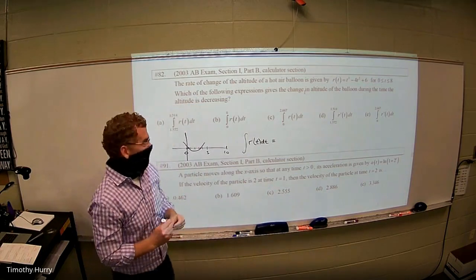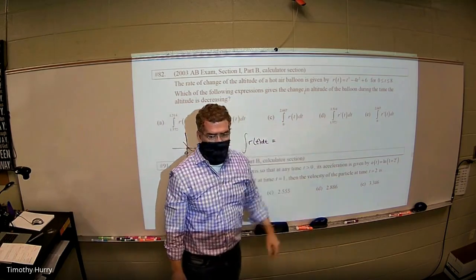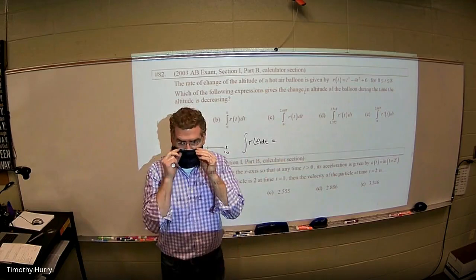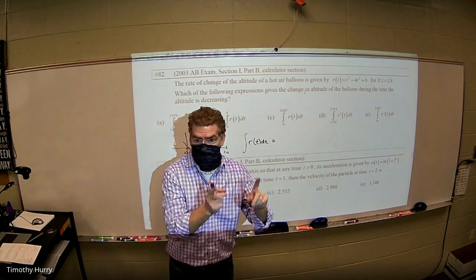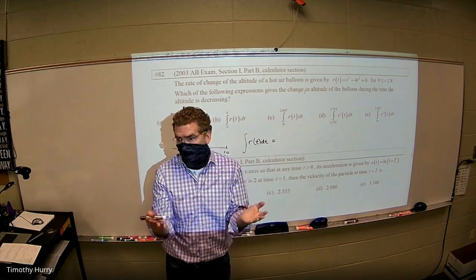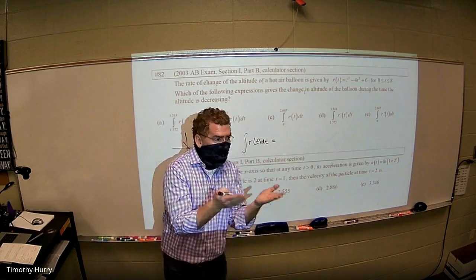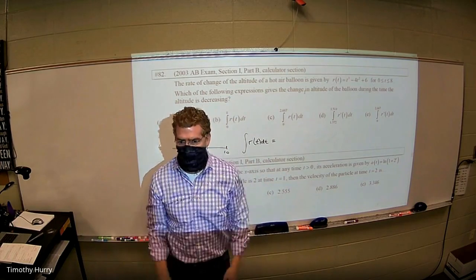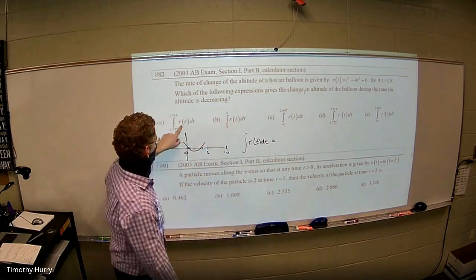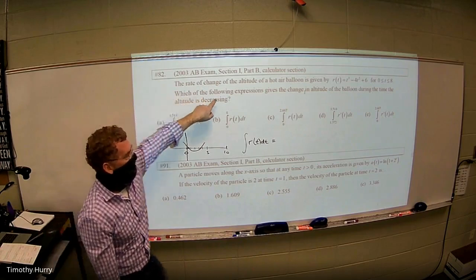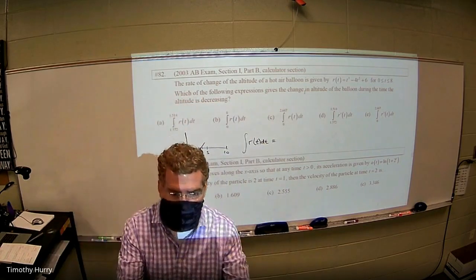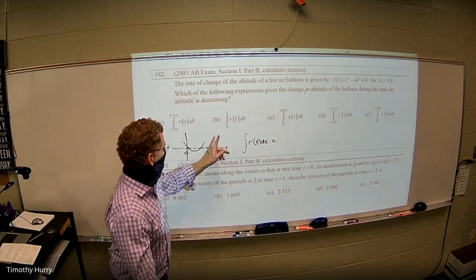Now, the person that would have chosen D got confused, right? They looked at R like it was an amount, and they said, oh, if it's an amount, I need to take the derivative and make it a rate, kind of like you would do with position and velocity. But it already was a rate. So I integrate the rate from there to there, and that finds the change in the altitude when it was decreasing. But don't get sucked in by B.